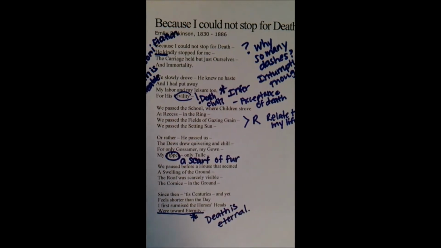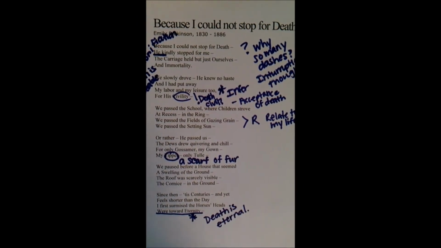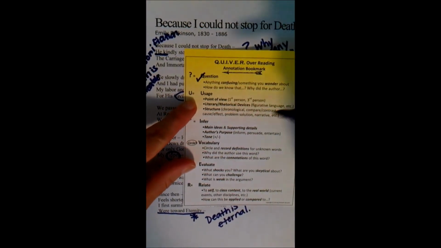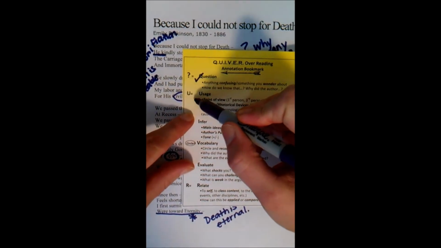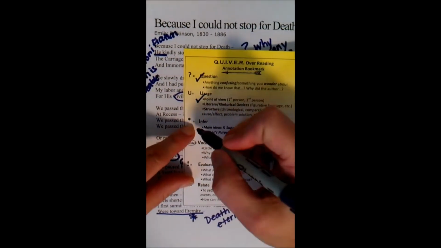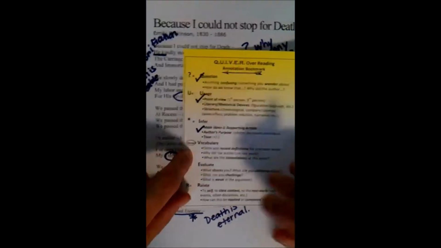Now that we've finished reading, we need to double check that we made at least one annotation of each type. A good way to do this is to use the bookmark as a checklist. I know we made a question, so I'm going to check that. We talked about personification for our usage, so I'll check that. We made a few inferences about main ideas, including our last one about death is eternal, so I'm going to check that one as well.